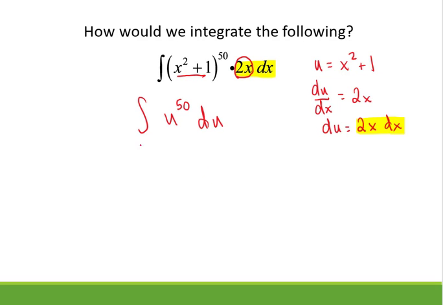So now I can take the integral of this, add 1 to my exponent, 1 over my new exponent, don't forget your plus c, and then you can substitute in.